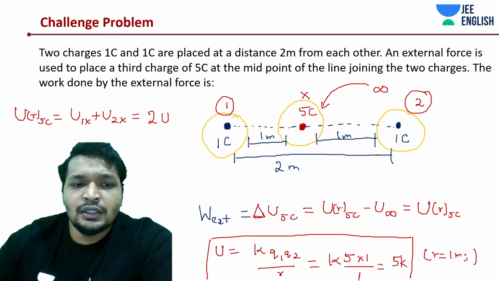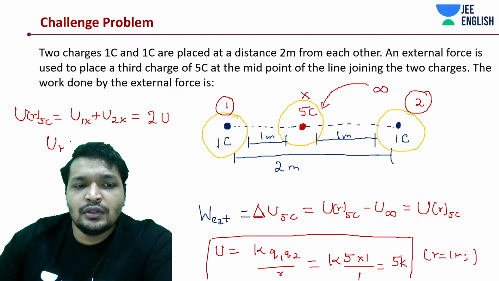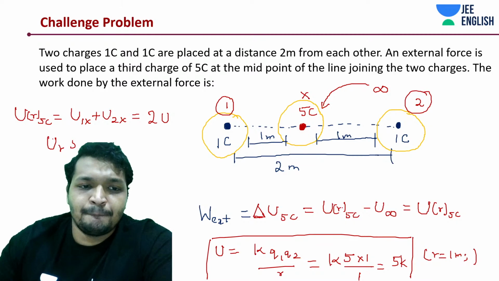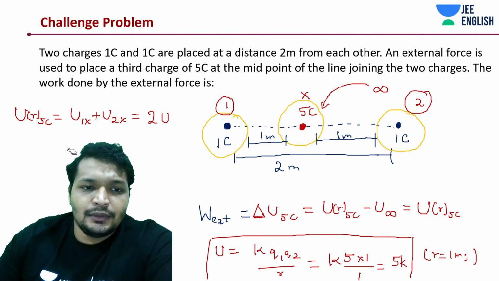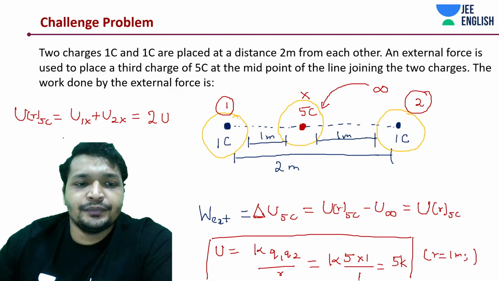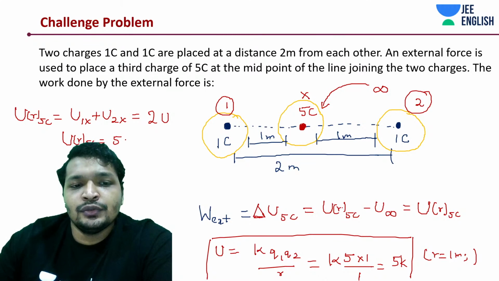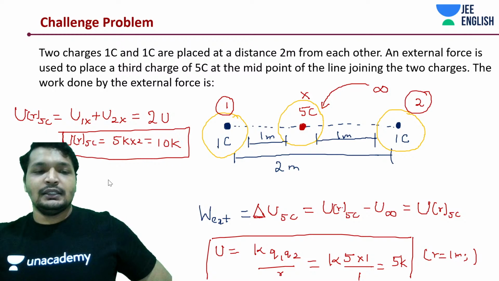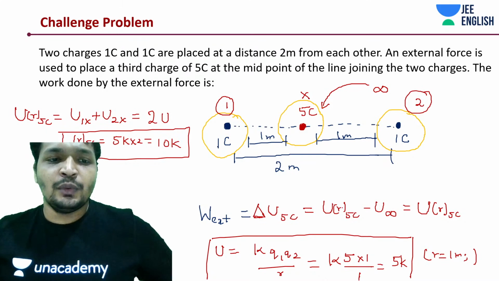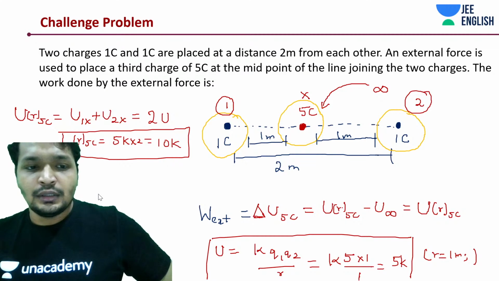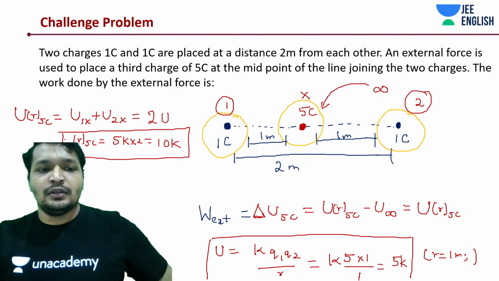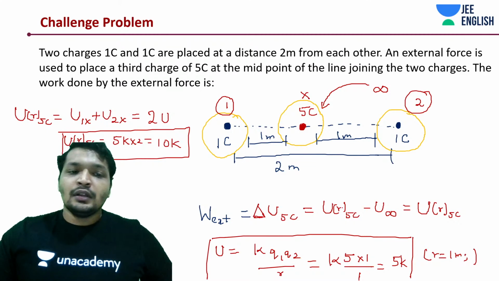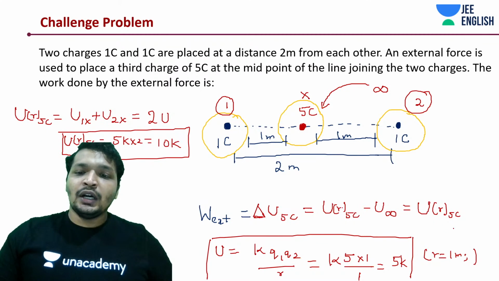And that means what is the net work done from this? It is going to be 5 into 5K into 2, which is going to be 10 times Coulomb's constant. This is the work done, right? This is the work done, isn't it? This is the work done.